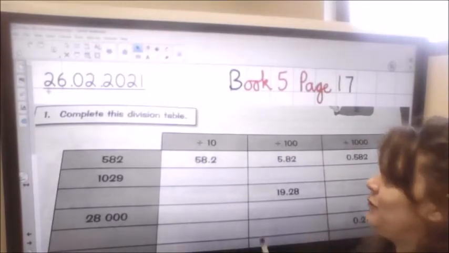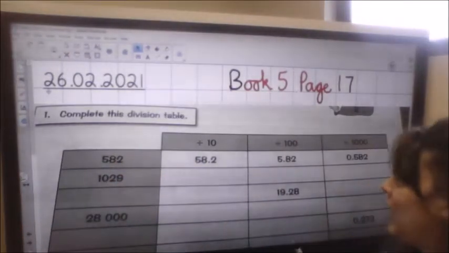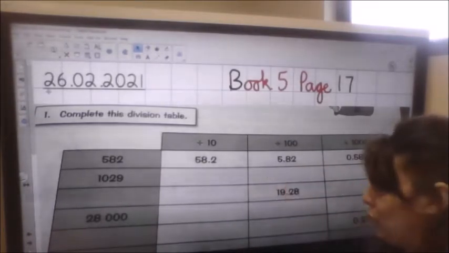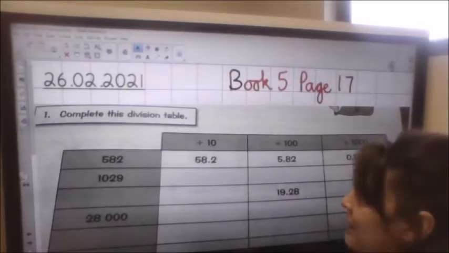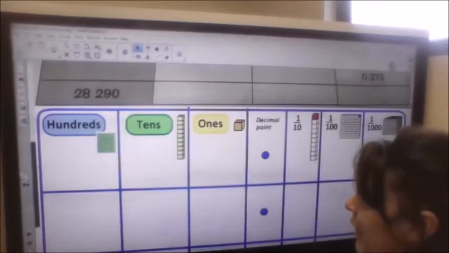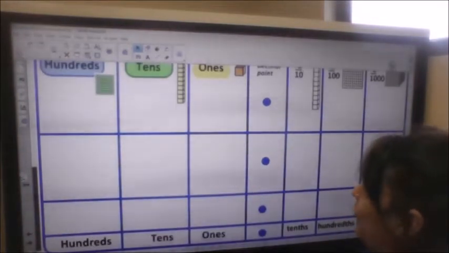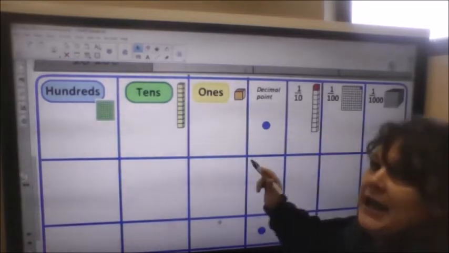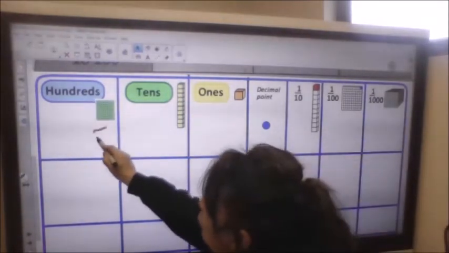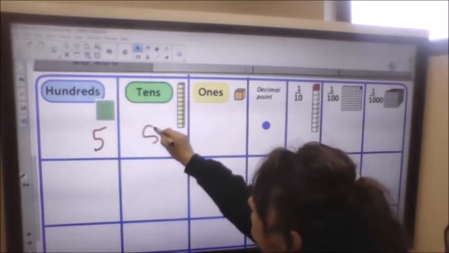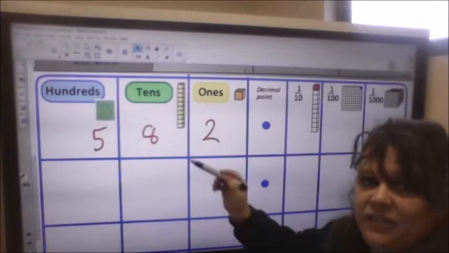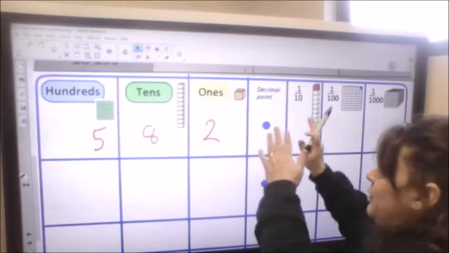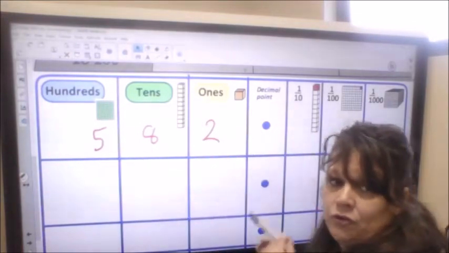So let's have a little look. We've got a number here, 582. Let's see how we get these various different answers off the board. I've got a little grid at the bottom. What we have to imagine is that our number 582 is 582.000000. But we don't need to write the 0.00. We just use it as 582.